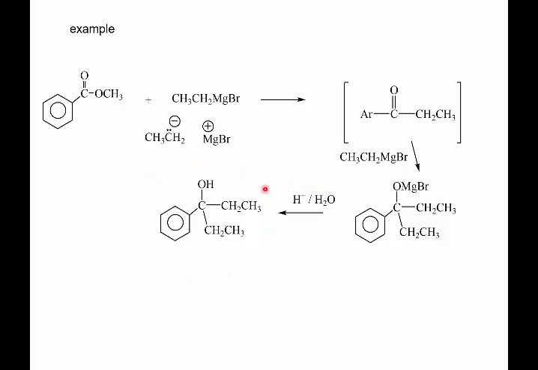Proton protonates the oxygen, and you're getting an alcohol. Notice a tertiary alcohol. We start out with this carbonyl group. We're going to lose the methoxyl. We attach two carbon groups, two ethyl groups to that carbon, and this pattern of reaction is always going to give a tertiary alcohol.